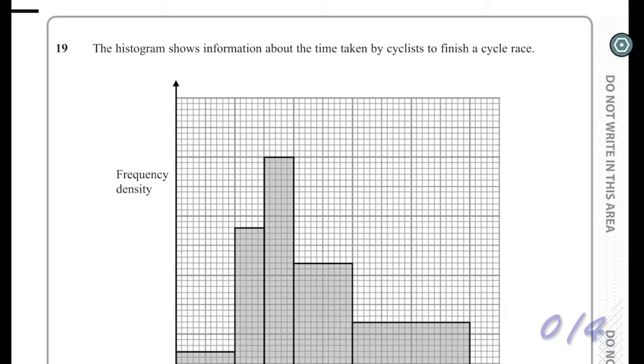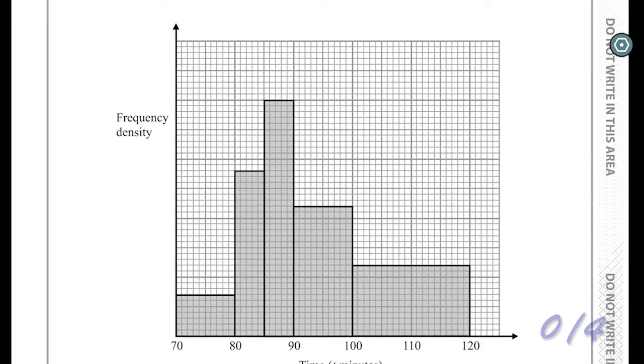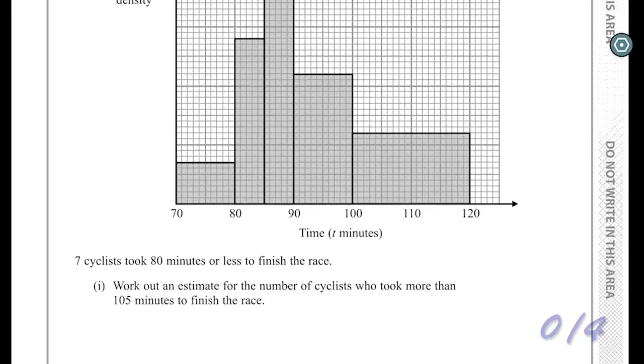Question 19. A histogram shows information about the time taken for cyclists to finish a race. If 7 took 80 minutes or less to finish the race, so we've got 7 in there, work out an estimate for the number of cyclists who took more than 105 minutes to finish. The important thing to know about histograms is that area represents frequency. So for this question, the area of this rectangle has to be 7. We can see here that we've got a width of 10. So what's the height going to have to be? Well, if we have 7 divided by 10, we get 0.7. So that means the height of that is going to be 0.7. It's what we call the frequency density.